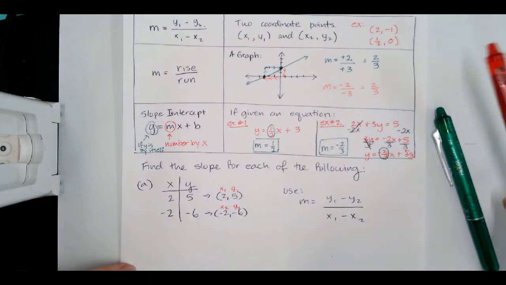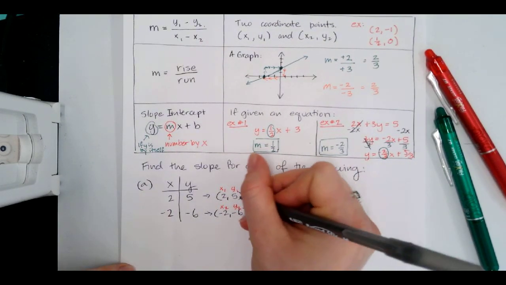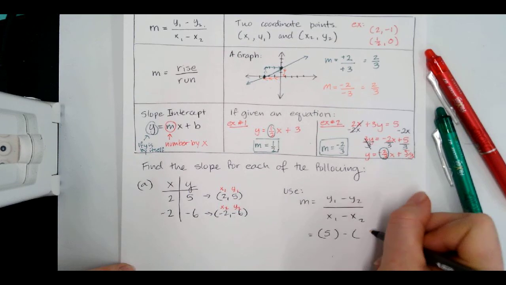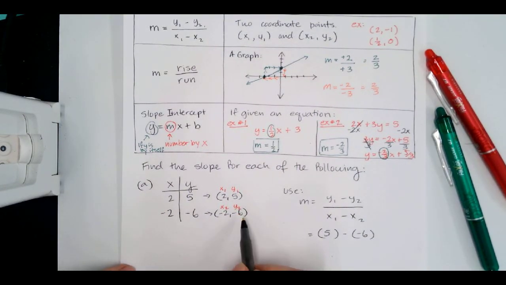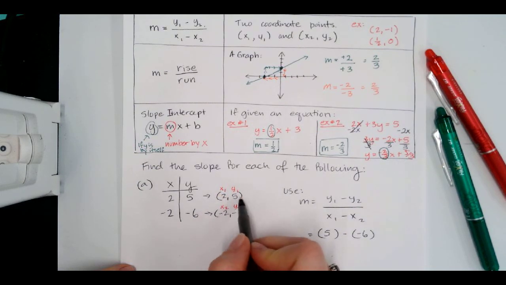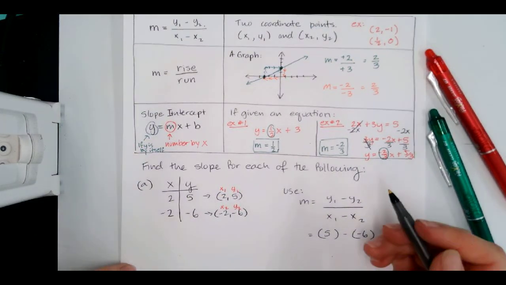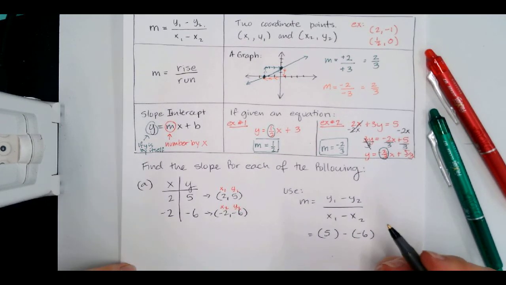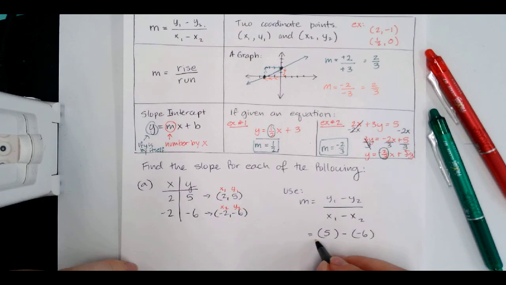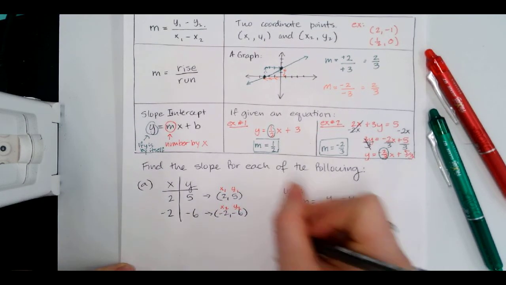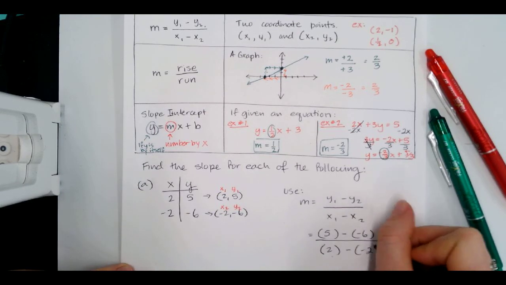All right, so let's plug those in. So y sub 1 was 5. Y sub 2 is negative 6. Now, if you chose to plug the points in differently, let's say you labeled these as the sub 2s, your answer will still be the same answer. So if you want to, for fun, maybe try plugging them in differently, and your answer will indeed come out to be the same. All over x sub 1 is 2, minus x sub 2 is negative 2.